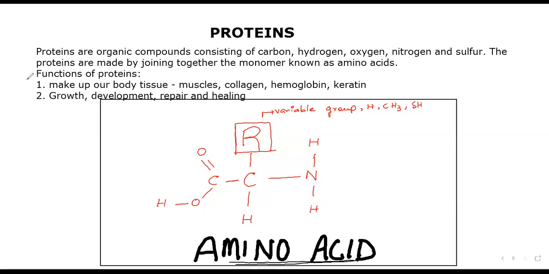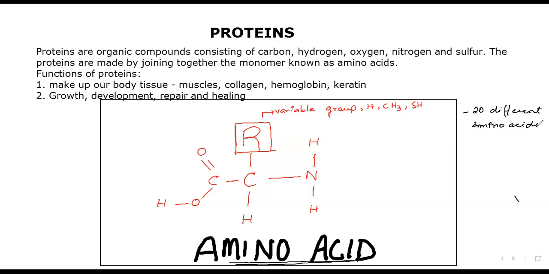The reason we're seeing this difference is because we can have different types of amino acids. There are around 20 different amino acids. And what is the difference between those amino acids? The difference between those amino acids is only the R group. The rest of the structure is the same. The main difference that we have between the 20 different amino acids is the R group.